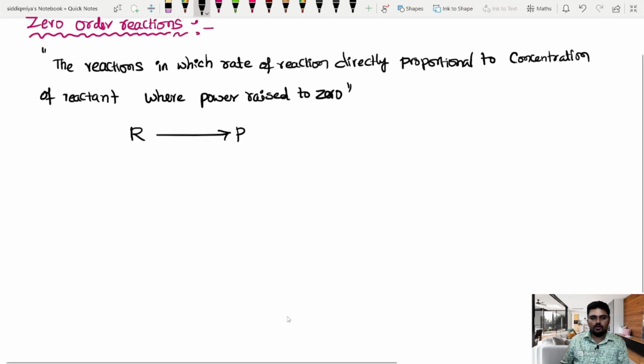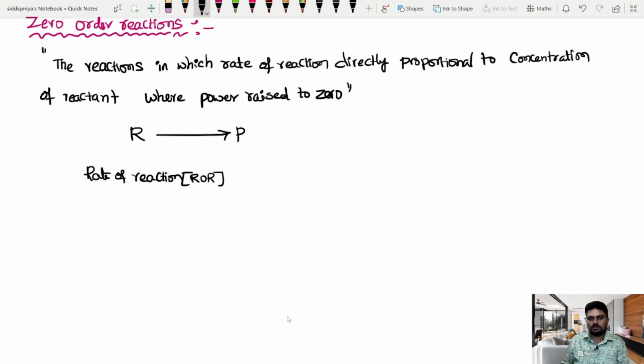For this one, what can we write for the rate of reaction? I am going to write rate of reaction as ROR. R means rate of reaction. It is directly proportional to the concentration of R where power is raised to zero. Something power 0 means how much? It's 1. So here we can write rate of reaction is equal to, we have to write one constant, K, into R power 0.